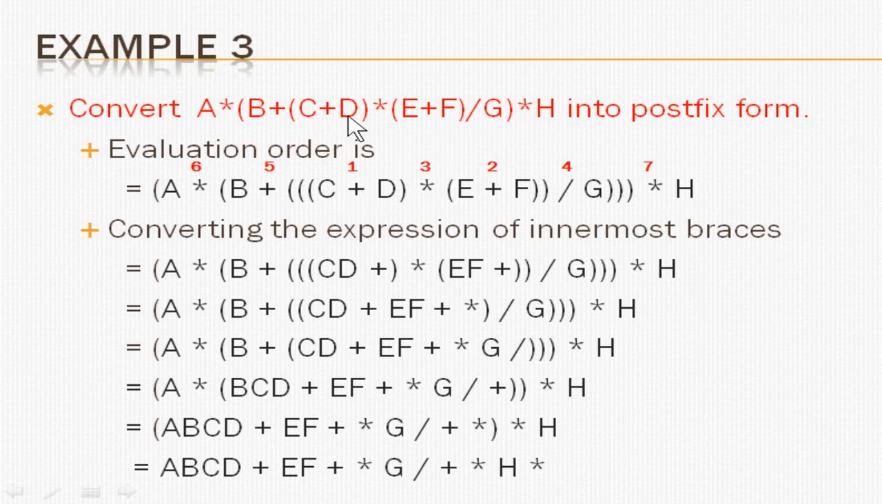So C plus D into E plus F will be multiplied. Then you have the slash sign, which will be done at the fourth level. And finally it is added with B, so that is number 5. Then outside the parenthesis you have A asterisk and then asterisk H. That means both are asterisk symbols, so you go left to right. So this will be the operand which will be multiplied with the whole expression, that is 6, and then finally H, that is 7.